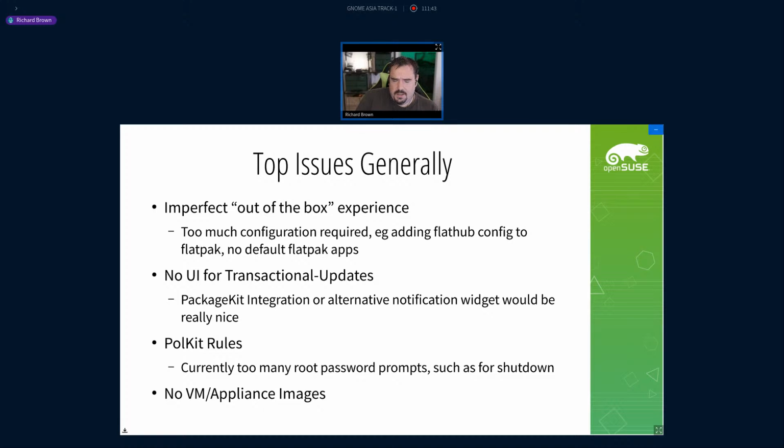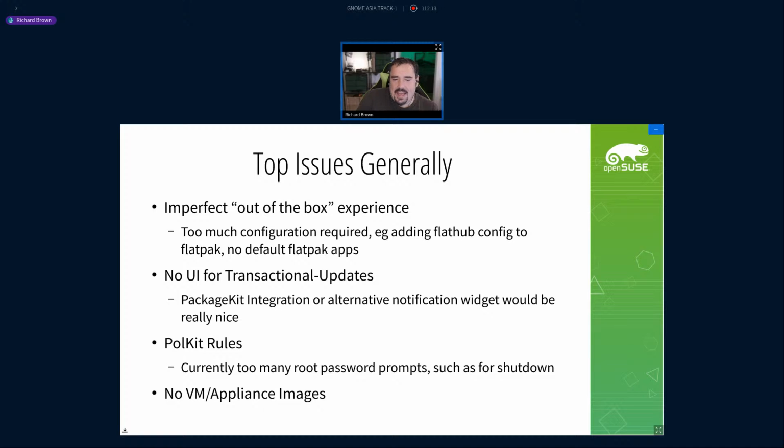For some reason that I can't explain, and I've spent weeks on this, but I still haven't figured it out, our PolicyKit rules in the macOS desktop seem way stricter than they should be, and also way stricter than they are in regular openSUSE. So I don't know where that's gone wrong, but you end up with things like way too many root password prompts. So you ask to shut down the machine and it asks you for the root password, and that totally goes against everything we're trying to do here.